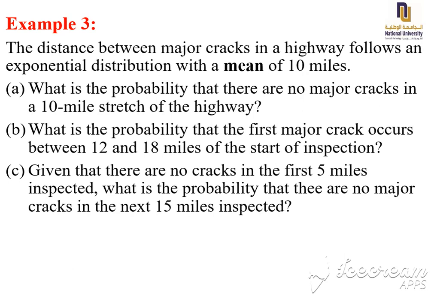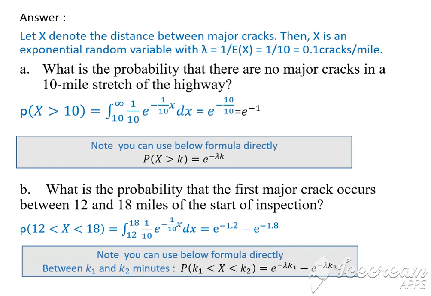To answer that, we will denote our x as the distance between the major cracks. It's not always the case that your x is the time between events. Sometimes your x can be the distance between failures, or the distance between the major cracks. So in this case, again, we are using an exponential random variable.